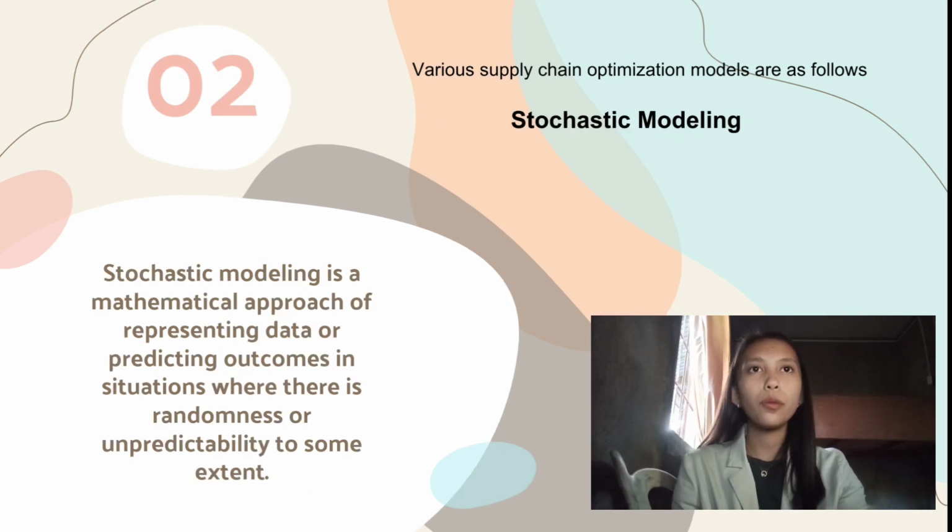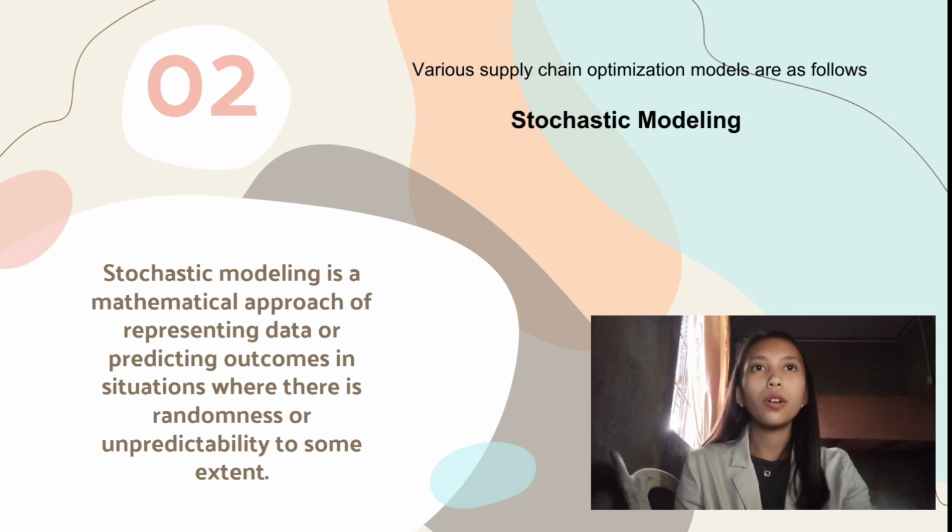Aside from this one, we also have stochastic modeling. What are the functions of stochastic modeling? It's a mathematical approach of representing data or predicting outcomes in situations where there is randomness or unpredictability to some extent. For example, in a production unit, the manufacturing process generally has some unknown parameters like the quality of the input materials, reliability of the machine, and competency of the employees. These parameters have an impact on the outcome of the manufacturing process, but it is impossible to measure them with absolute values.